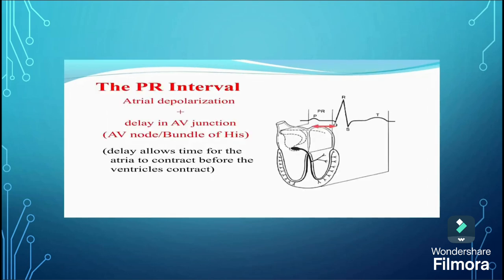Now the PR interval. So what is PR interval? It indicates the atrial depolarization. You can see this PR. So it indicates the atrial depolarization and delay in AV junction. So this delay allows the time for atria to contract before the ventricles contract.